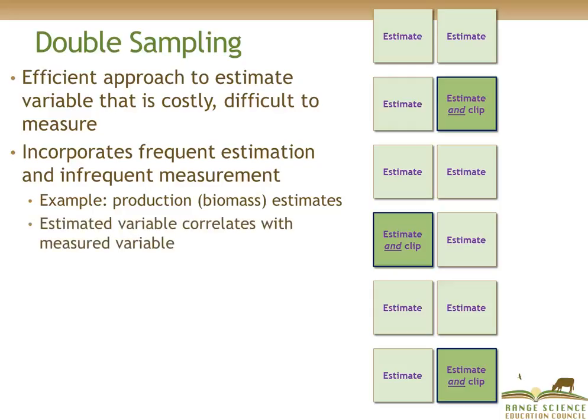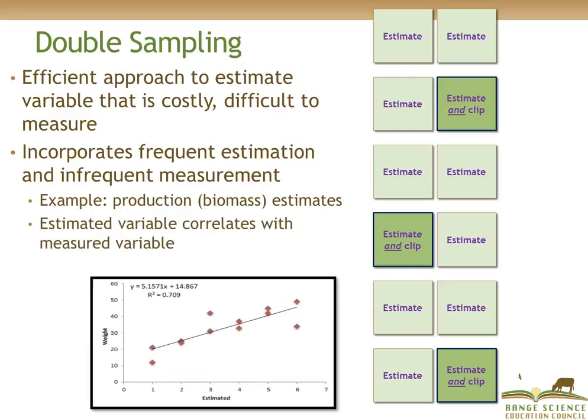The estimated variable is then correlated with the measured variable, and so we use regression analysis to do this. And if we have a good, strong relationship between the measured value and the estimated value, we can then apply the regression equation and convert these estimated values to come up with a more precise estimate of biomass. So that's how double sampling is done.